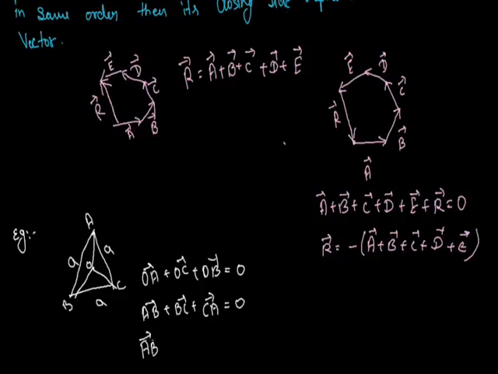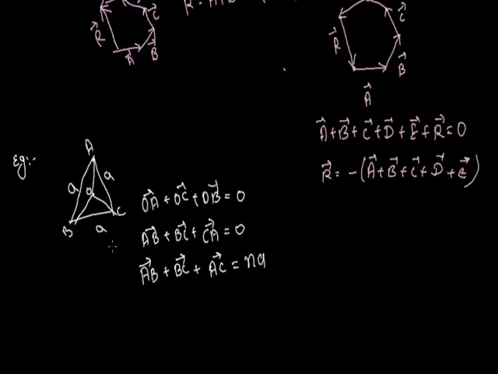AB vector plus BC vector plus AC vector equal to N into A. So we know that AB plus BC equal to AC vector, plus AC vector equal to NA. Then N equal to 2.